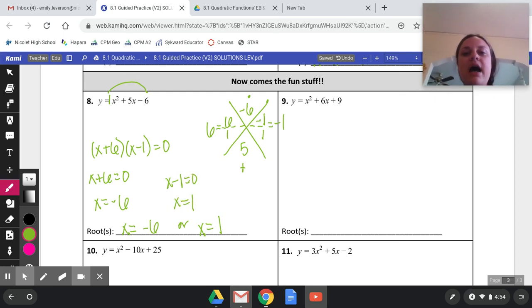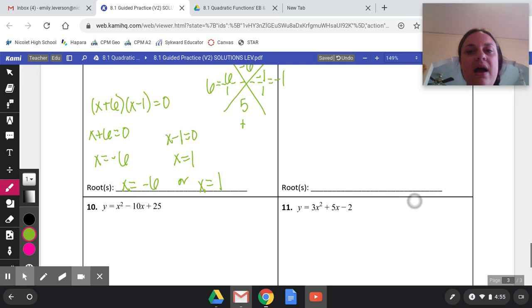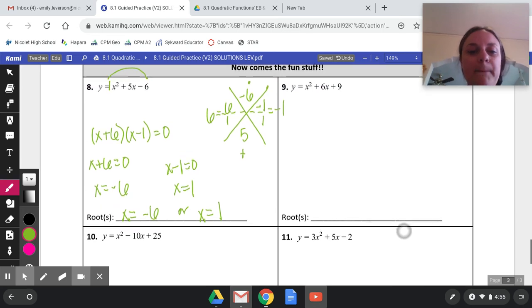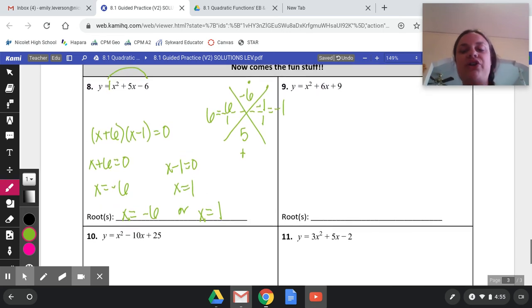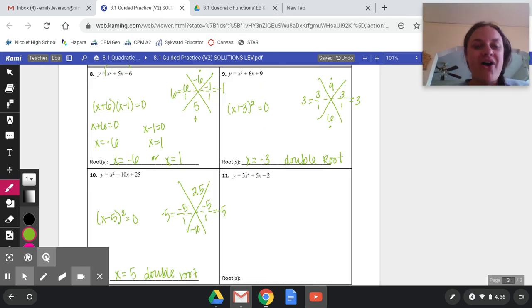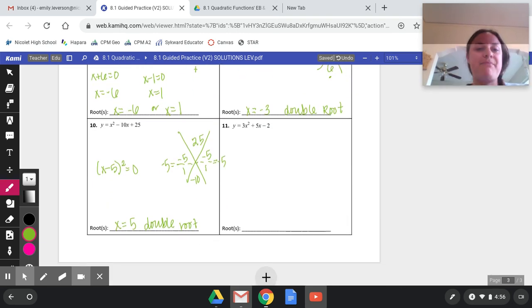Okay, next, what I want you guys to do is I want you guys to try number 9 and 10 on your own. So do that right now. Pause, try. All right, so you should have gotten both of these have double roots. Number 9 has a double root at -3. Number 10 has a double root at +5.